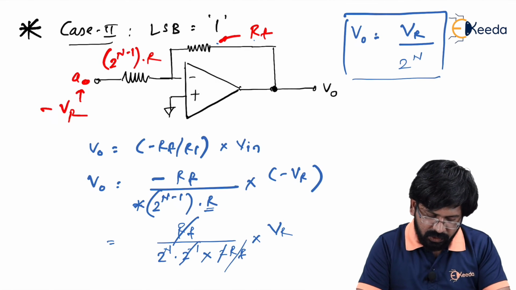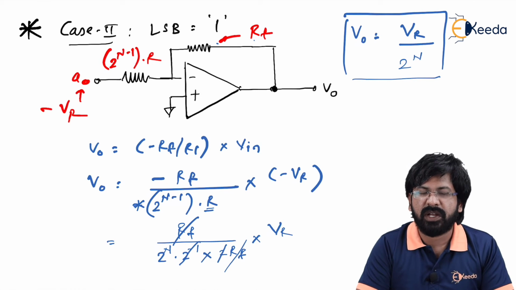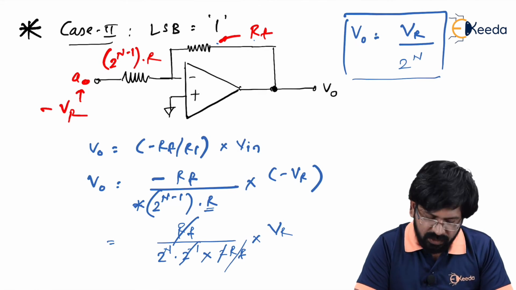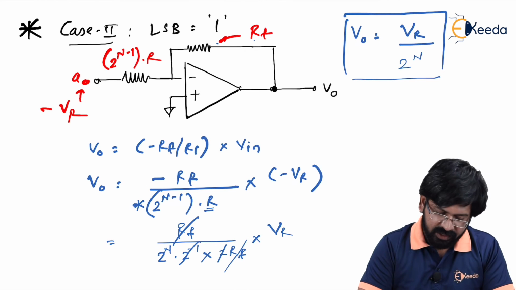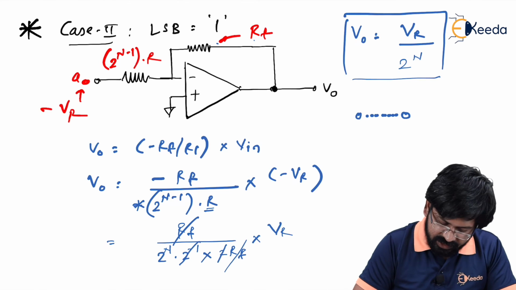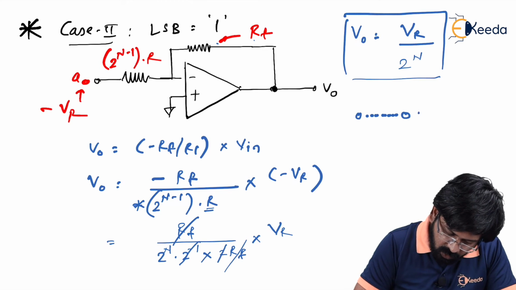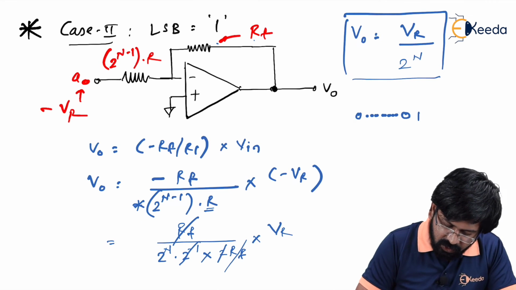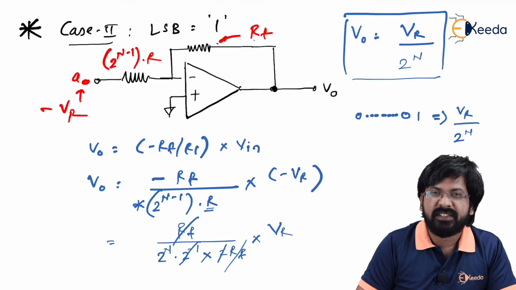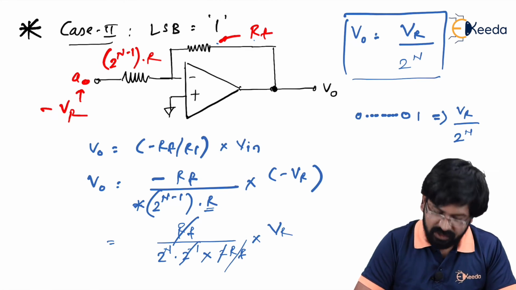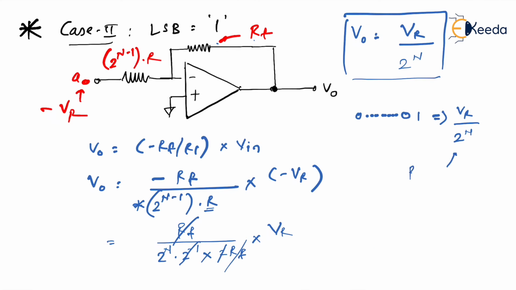So now you should remember that when LSB is equal to 1 and when rest of the bits are equal to 0, output voltage is always Vr divided by 2 raised to n. In this case, when every bit is equal to 0, but only when LSB is equal to 1, you get output as Vr divided by 2 to the power n, and this concept is also known as a resolution. So in a way, what you got here is nothing but a resolution.